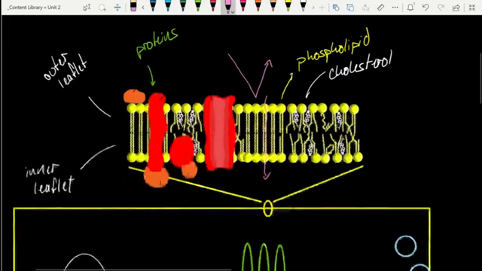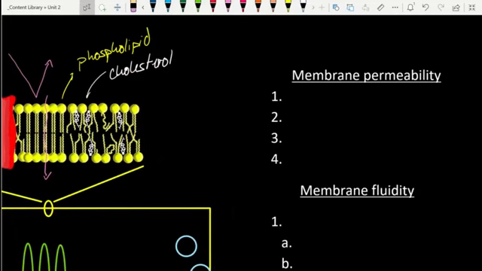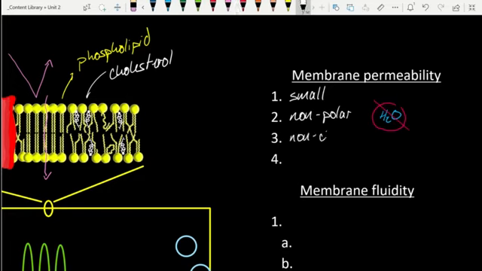So let's make sure we understand this. Membrane permeability: what can go through? Things that are small and nonpolar. And recognize, water is a polar molecule. We've learned about water. Water does not easily pass through membranes, so we're going to make sure we understand water doesn't go through this very easily.